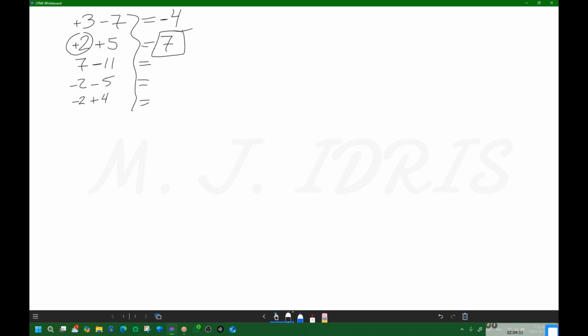For the next one, I have 7 minus 11. Again, as soon as I see this 7, this means positive here. Positive 7, negative 11. Different signs. I have positive here and a negative here. So, different signs, we subtract. 11 minus 7, the answer is 4.